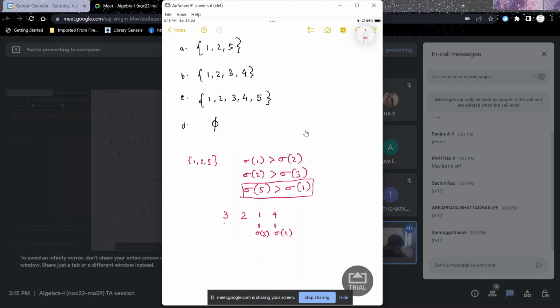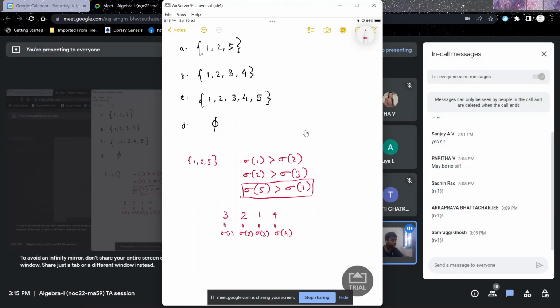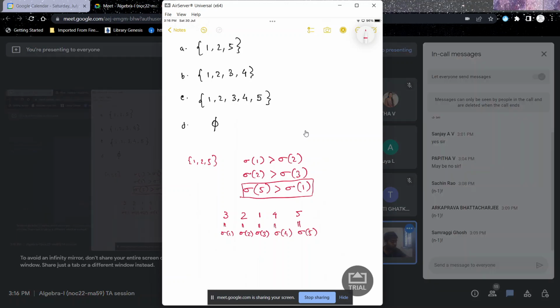And finally 5 has to be a cyclic descent, which means that sigma of 5 should be greater than sigma of 1, right? So the obvious one, we just take sigma of 5 to be 5. And indeed you see that clearly this permutation has a cyclic descent at 1, 2, and certainly not at 3, not at 4, because sigma of 4 is not greater than sigma of 5, which is 5. And finally 5 is also a cyclic descent, because sigma of 5 is strictly greater than sigma of 1. Sorry.